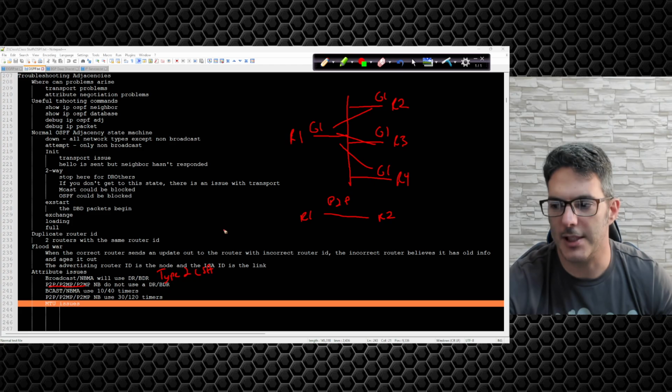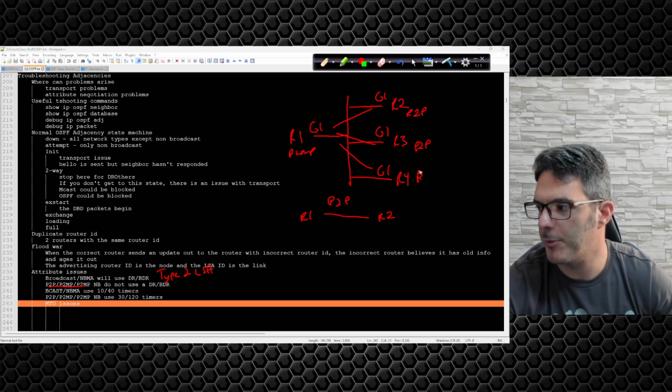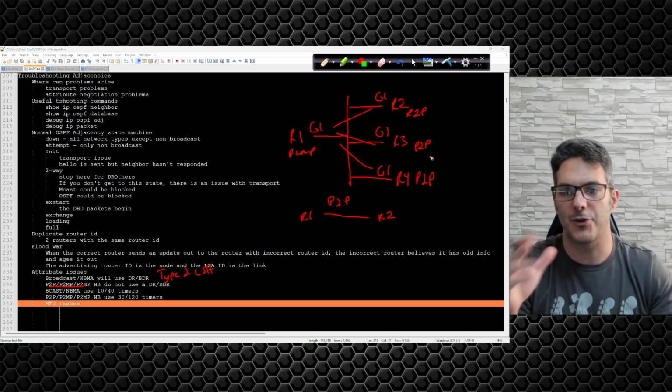point-to-point connection. So essentially what will end up happening is this guy right here will be point-to-multipoint. These guys will all be point-to-point. And why will they be point-to-point? Because they're all going to be pointing back to the hub, not to each other.